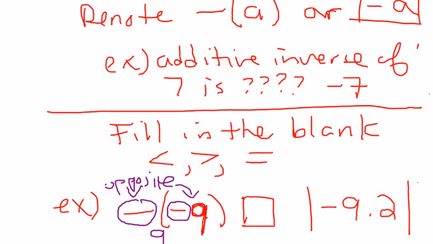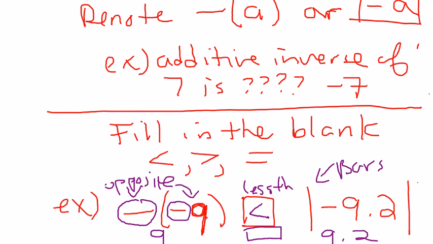Now over here, these are bars though. Notice these are bars, absolute value. So what's the absolute value of -9.2? Well, hey, that's 9.2. So now we're ready to fill in the blank. 9 blank 9.2. Well, 9 is less than 9.2, so hopefully you're remembering that that is your less than symbol. A lot of people say it kind of looks like a squished L, L for less than. So, okay, 9 is less than 9.2. All right, now let's try another one.